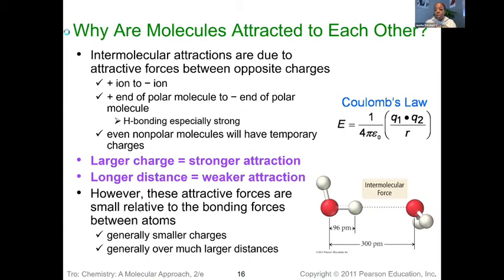But even somewhere you probably aren't thinking an attraction would occur, in nonpolar molecules, even these nonpolar molecules have temporary charges, or temporary positive and negative regions, created based on the distribution of the electrons in the molecule. Other things that can impact how strongly molecules are attracted to each other are the degree of the charge, like how large a charge it is, +3 versus +1, and the distance between the different molecules.